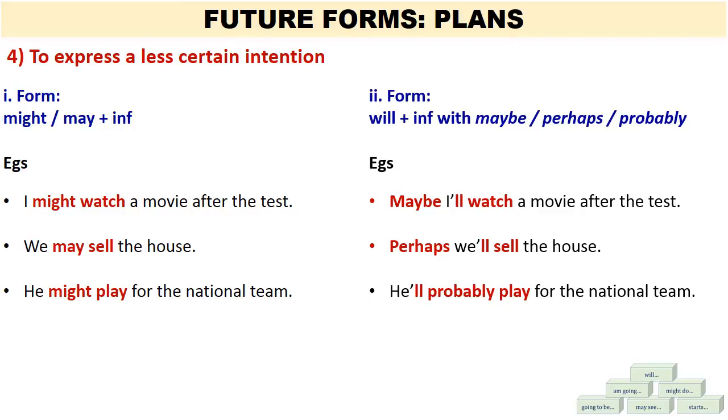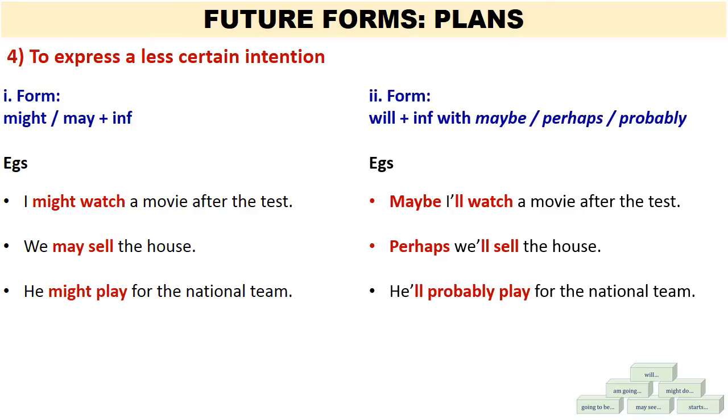There is a second form we could use to express a less certain intention, and this is to use the verb will plus the infinitive with words like maybe, perhaps, or probably. Let's take a look at some examples. Maybe I'll watch a movie after the test. So, will watch, will plus the infinitive of the verb watch, with the word maybe.